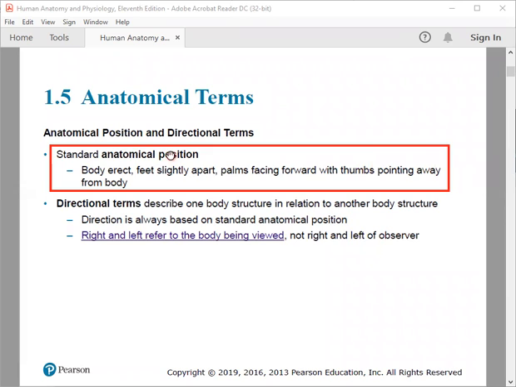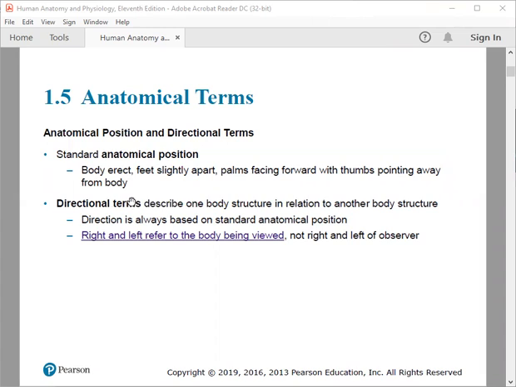So whenever there is any reference to structures, the way that they're facing, relative positions, anything like that, you need to know what the standard anatomical position is. When we finally get to go back to being live, we will actually do this in class. But for now, it is the body standing erect. The feet are slightly apart, about shoulder width apart, palms facing forward, thumbs pointing away from the body. So I believe there's a picture on the next slide that will show this.